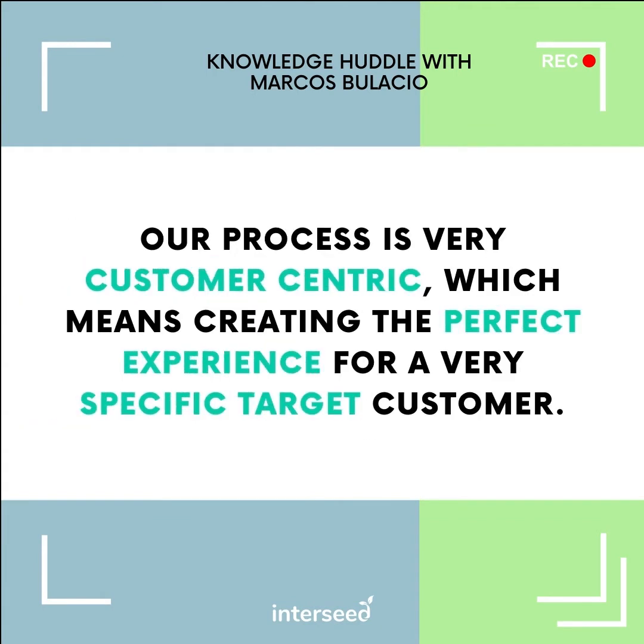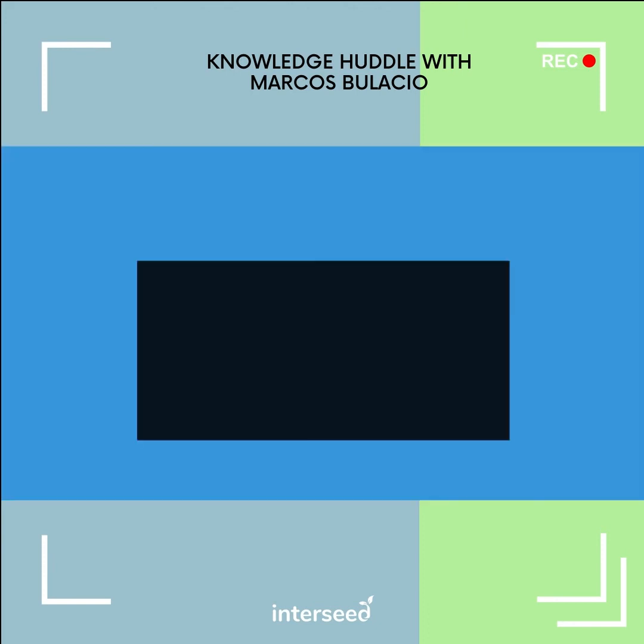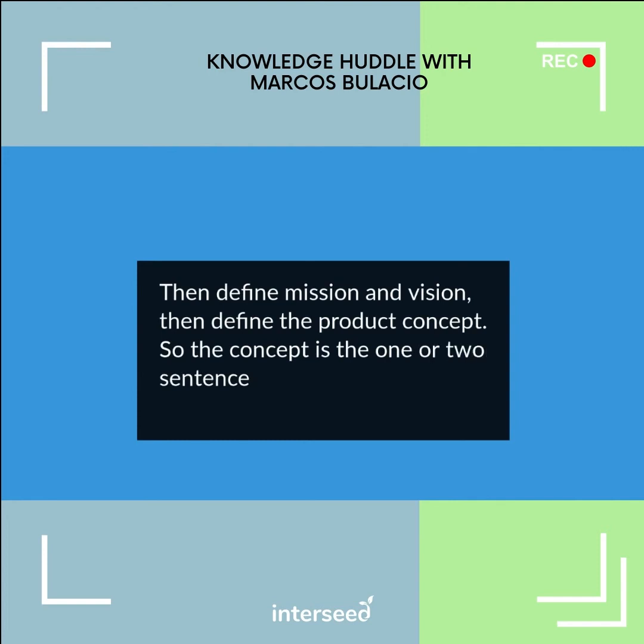Our process is very customer-centric. So it's creating the perfect experience for a very specific target customer. Okay, so then define mission and vision, define the product concept. So the concept is the 1 or 2 sentence definition of the product.